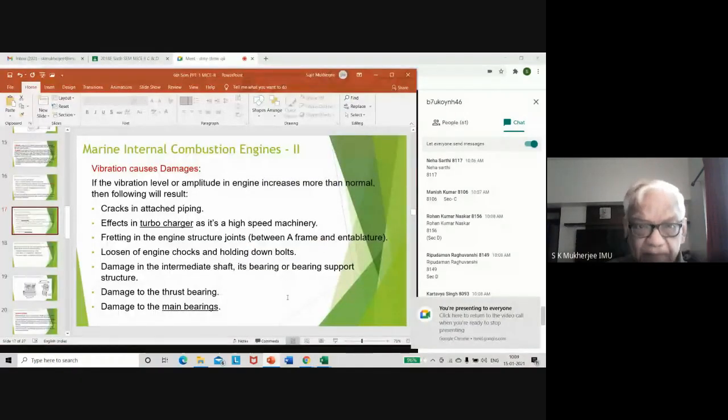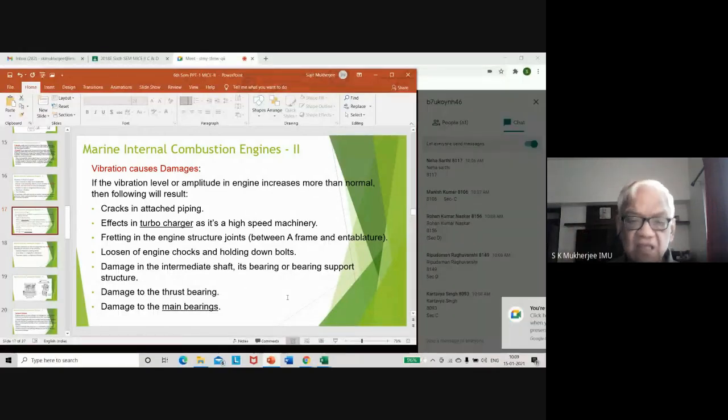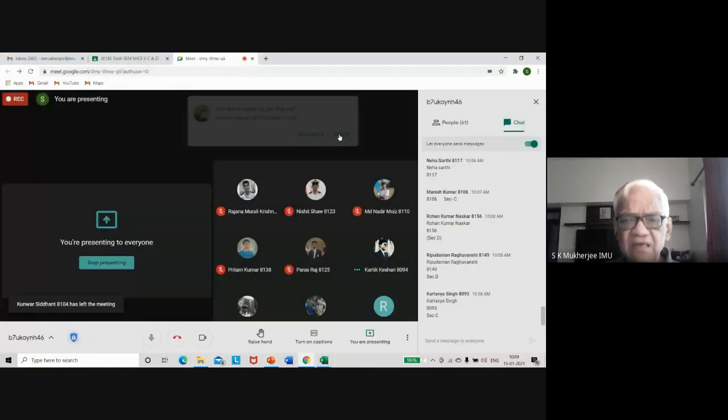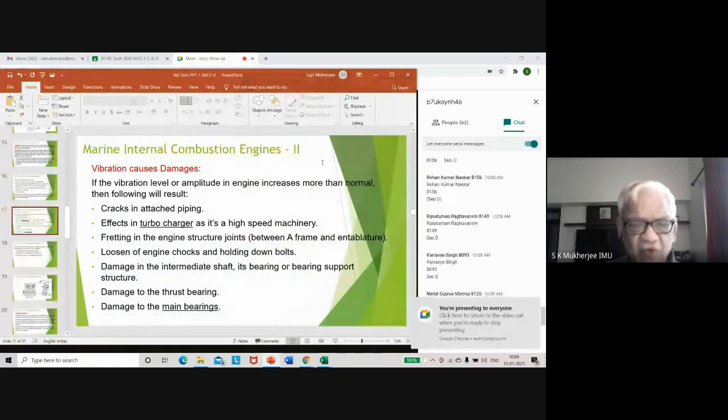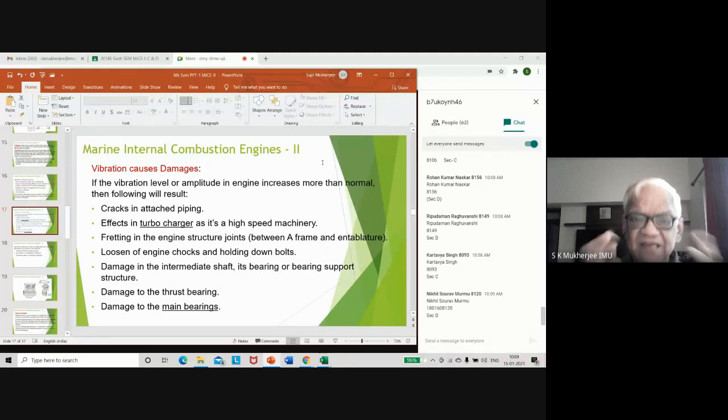It is not only piping that can get damaged. And remember, there are so many pipings: cooling water, starting air, lubricating oil, fuel oil, fresh water, sea water. There are so many pipes which are attached to the engine. And if the engine starts vibrating, then these attached pipes will start breaking. So there has to be some flexibility provided.